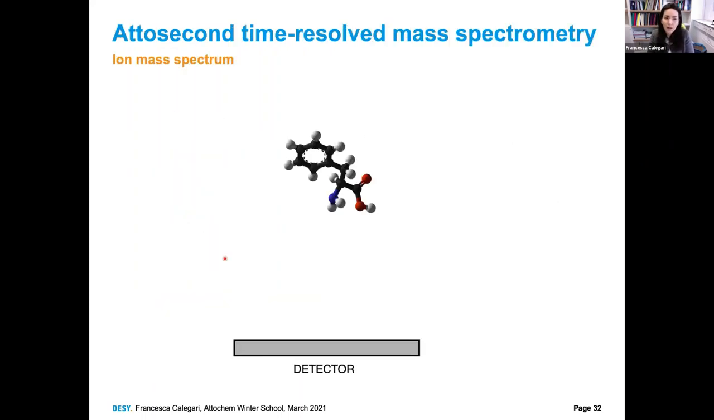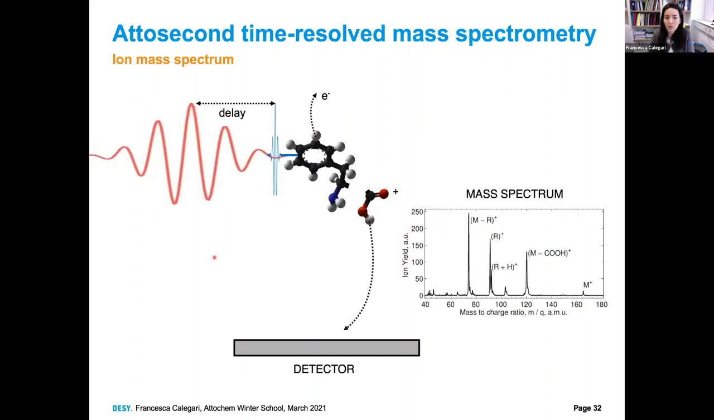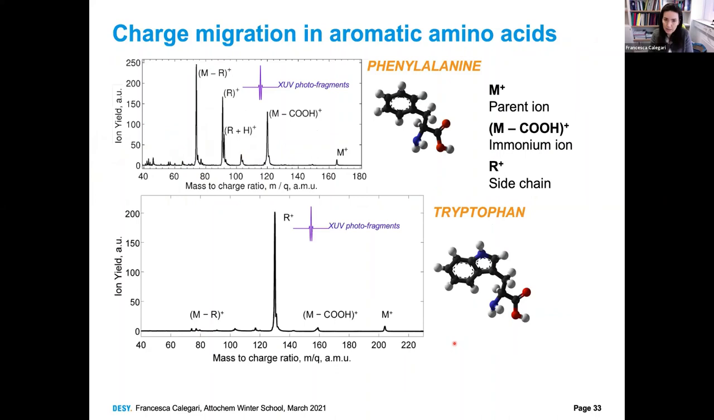So the way we tried to measure this fast mechanism was, in this case, to ionize a relatively large molecule, such as an aromatic amino acid, with a combination of XUV and IR pulses. Again, this is the same approach as before, but in this case, we can measure ions instead of electrons. So more specifically, the mass of those ions as a function of the delay between these two pulses. If you measure this mass spectrum for these two aromatic amino acids, phenylalanine and tryptophan, that you can see here, you can see that it's quite rich, because XUV photons are quite energetic, so producing several fragments.